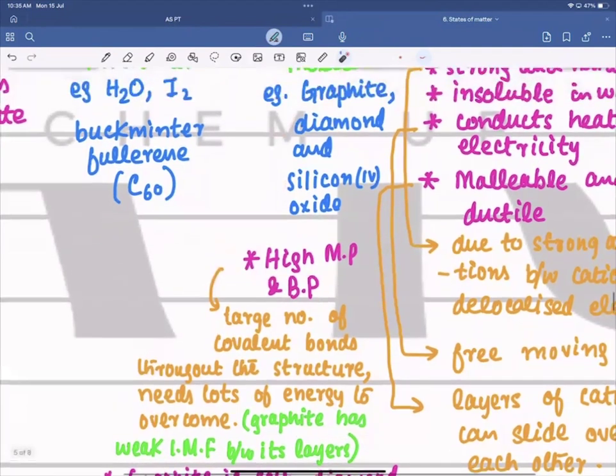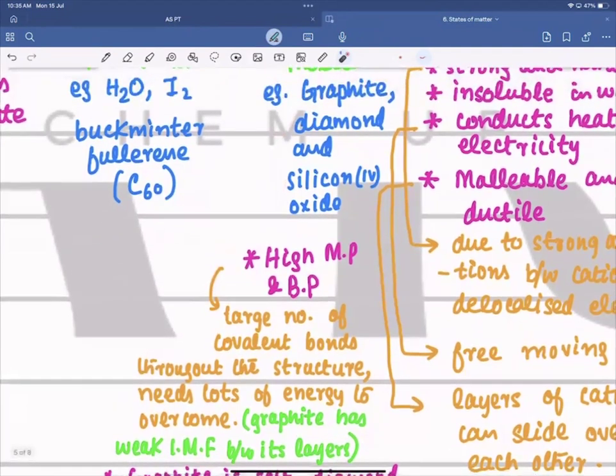Besides this, if you have to compare graphite and diamond, you can mention that diamond has a greater number of covalent bonds in its lattice as compared to graphite, or graphite has a lesser number of covalent bonds as compared to diamond. That's why graphite's melting and boiling point is lower.